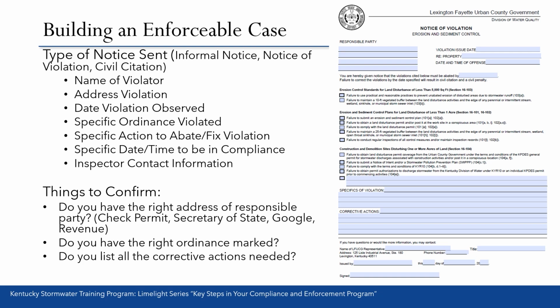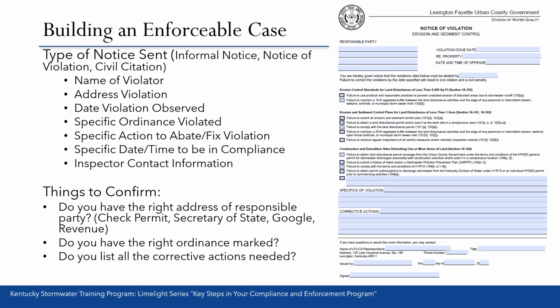Although you may say, well, I emailed it to them and they accepted that email, email is not admissible in the court of law. So therefore, if you really want to double check your addresses, check maybe the permit that they are filed under. The Secretary of State also has a business listing and search. Google is always an option, or your local revenue office.